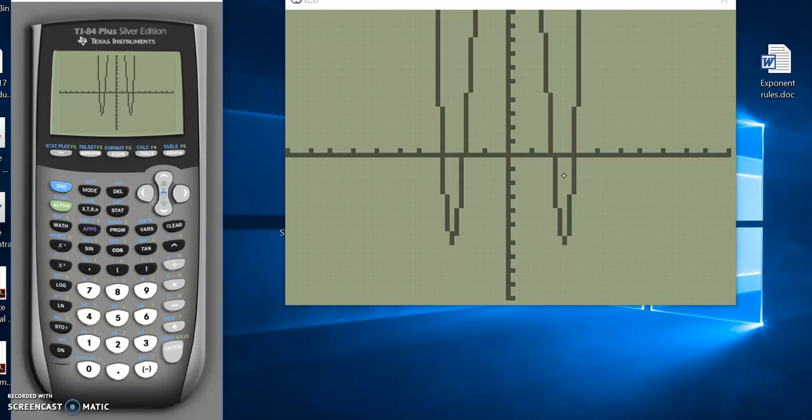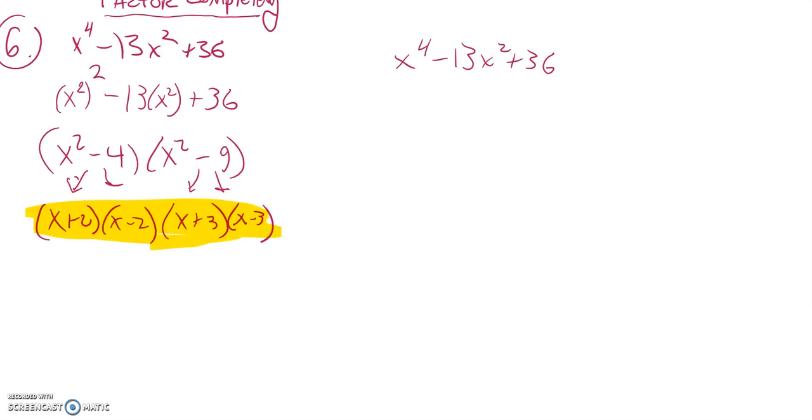So what I'm going to do then is divide this thing out using synthetic division. It looks like my zeros were there, so let me make sure that they actually were. I'm just going to synthetically divide all these out. So this is x to the fourth: 1x to the fourth, 0x cubed, negative 13x squared, 0x, and 36.